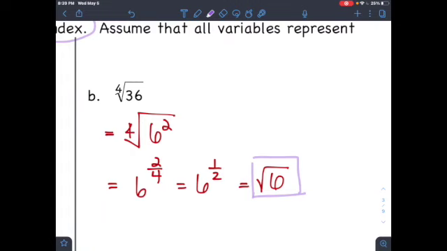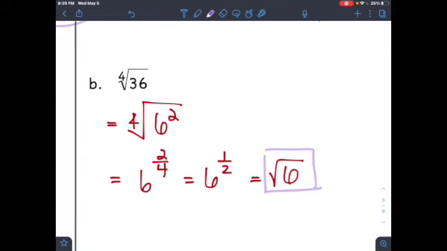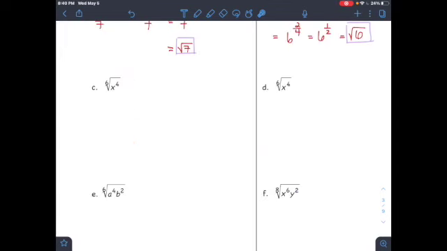For example letter B, you can write your 36 as 6 squared. And when you write it as 6 squared, the 4 becomes the denominator, 2 goes on top. Reduce it, it will be 1 over 2 with a smaller index number. So that will be the square root of 6. Please try C, D, E, F.